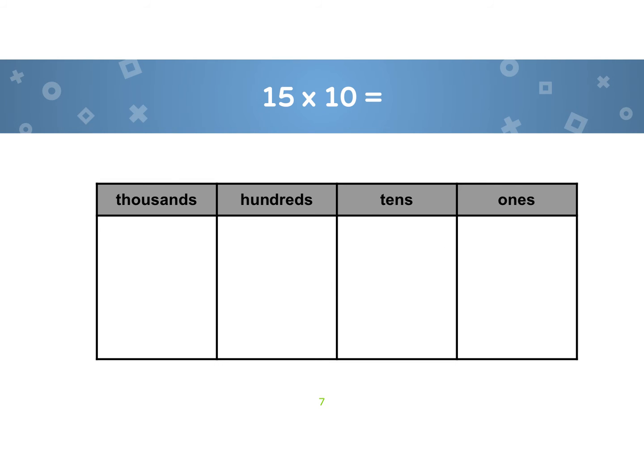Okay, we're going to do this one times 10. We have 1 ten and 5 ones. And we multiply this times 10 and this times 10. We'll have 100 and 5 tens, which would be 150.